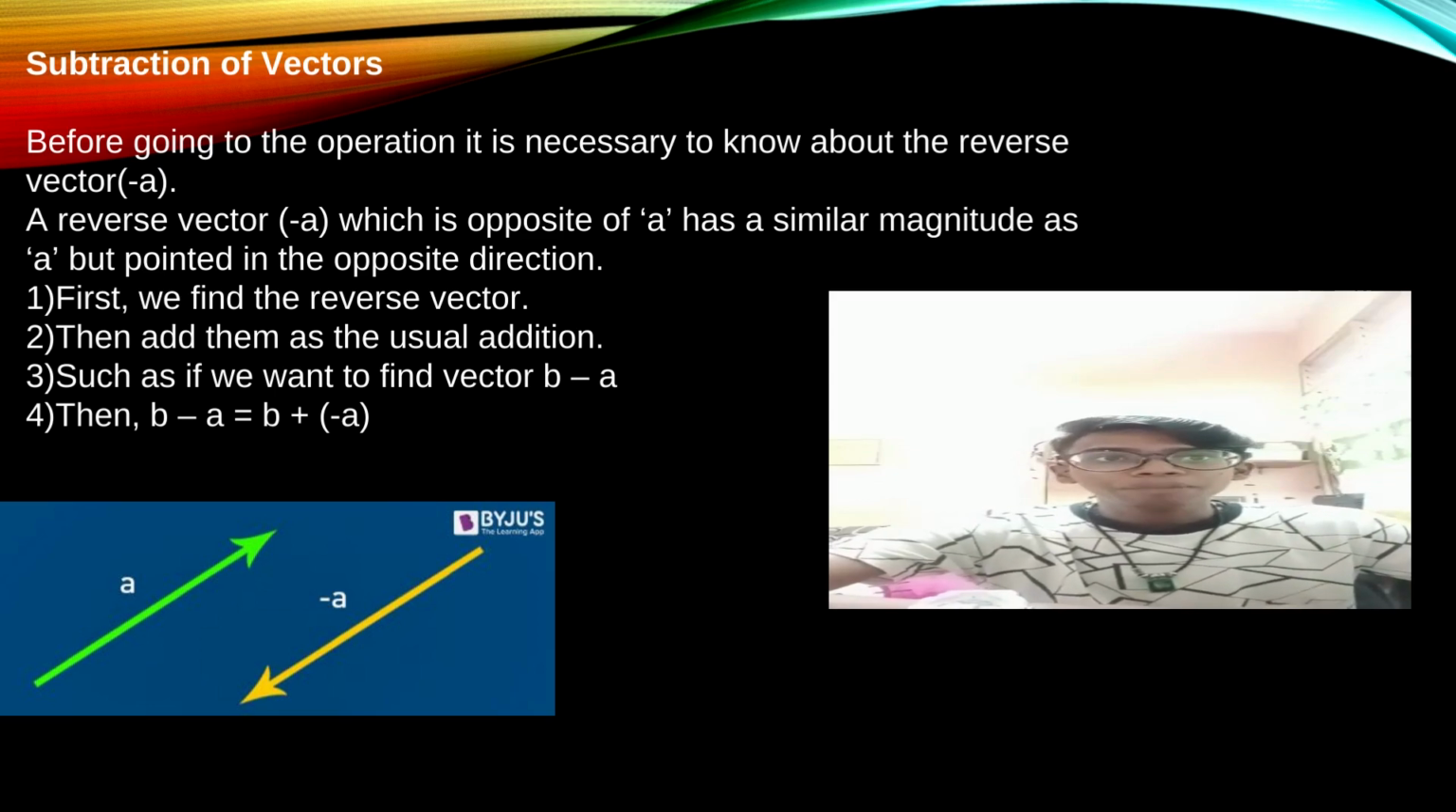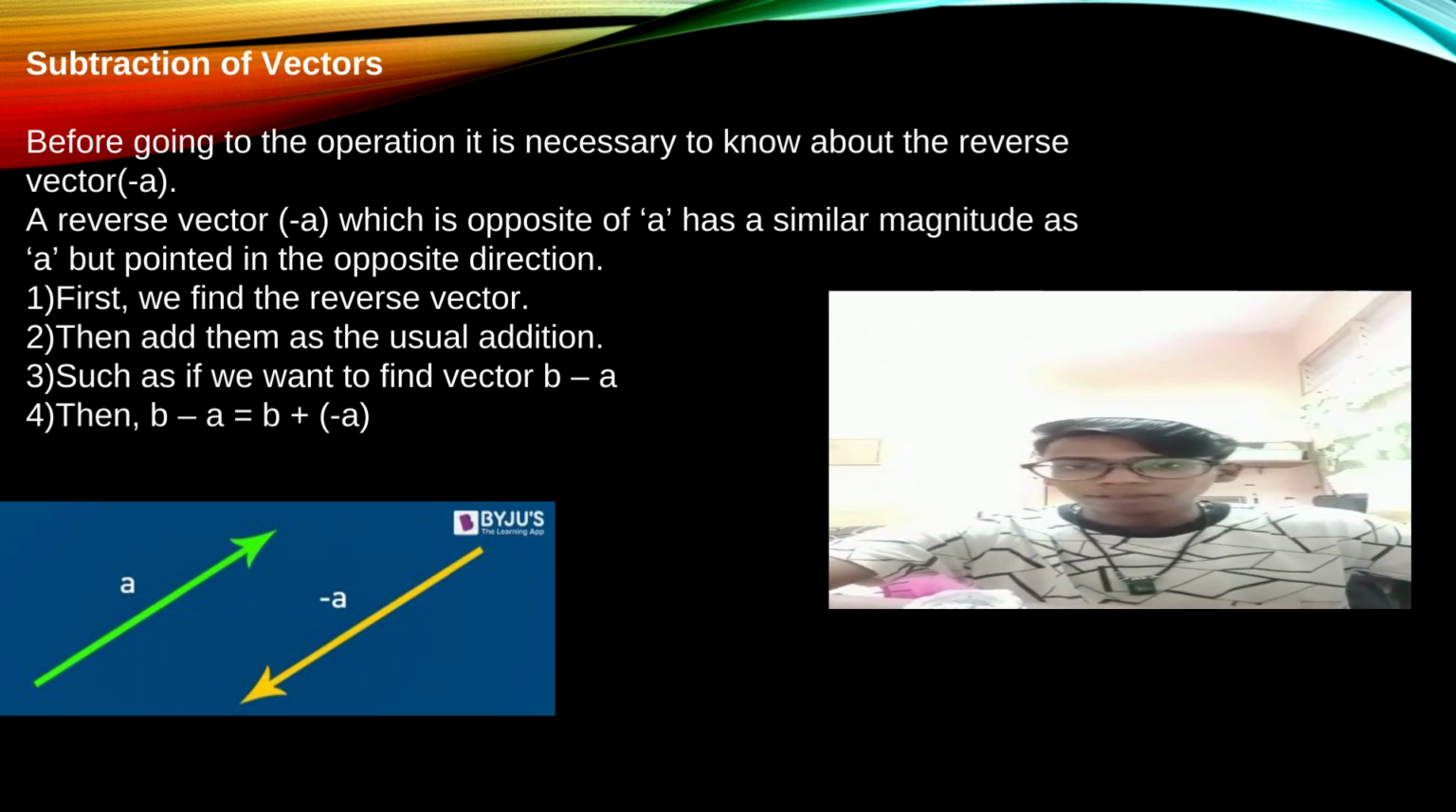Subtraction of vectors. Before going to the operation, it is necessary to know about the reverse vector, minus A. A reverse vector, minus A, which is the opposite of A, has a similar magnitude as A but points in the opposite direction. First, we find the reverse vector, then add them as in the usual addition. If we want to find vector B minus A, then B minus A is equal to B plus (minus A).